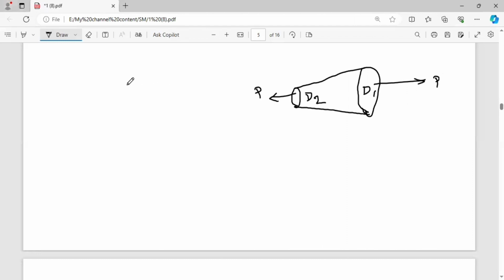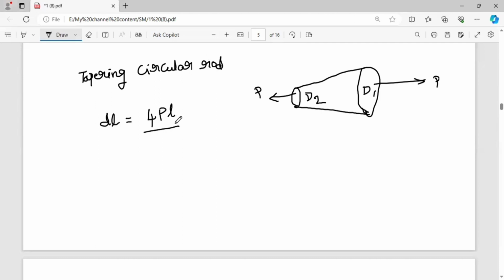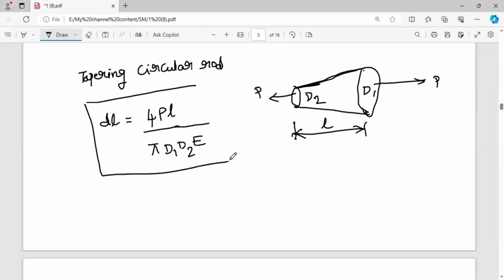For the tapering circular rod, the change in length dL is given by 4PL by pi D1 D2 E. P means the load you have applied, and L is the length of the taper rod. D1 and D2 are the diameters, the initial diameter and the end point diameter, which means it is the tapering part. So it is the change in length for a tapering circular rod.